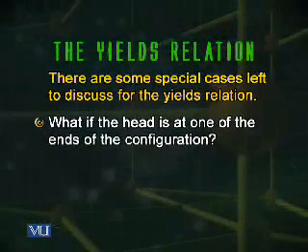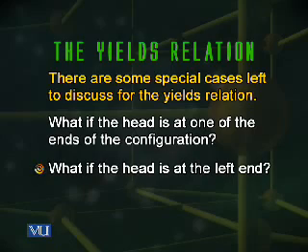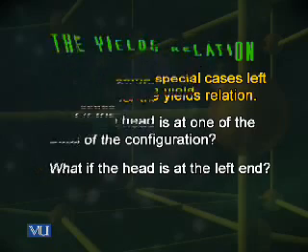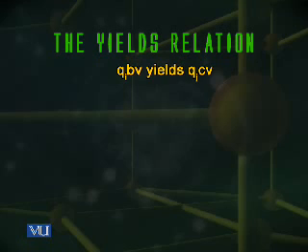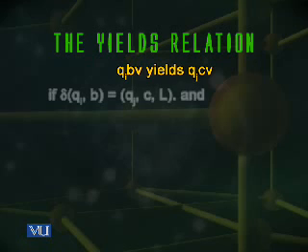In the special cases when the head is at the end of the configuration, the yields relation is defined as follows. Let's look at the case when the head is at the left end. Suppose the Turing machine is in configuration QI, B, V. As you can see, in this case, U is equal to the empty string, which means the machine is scanning the leftmost symbol. Now suppose that delta of QI, comma B is equal to QJ, comma C, comma L.